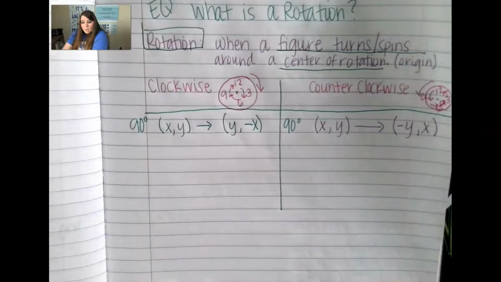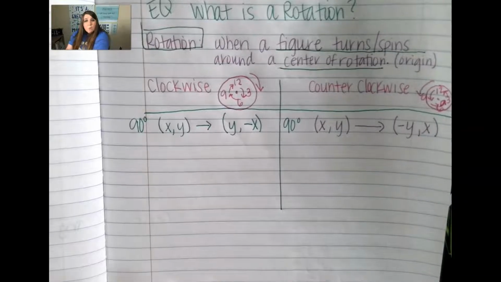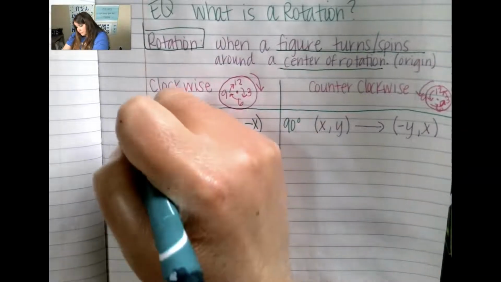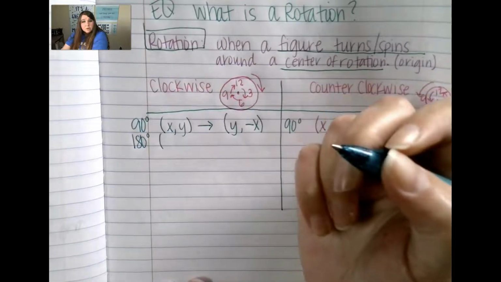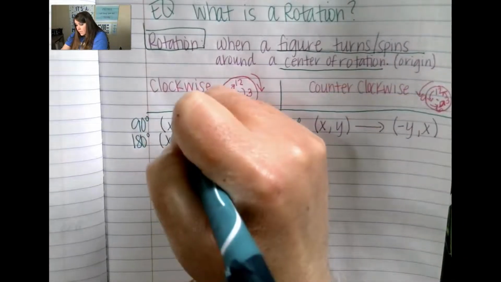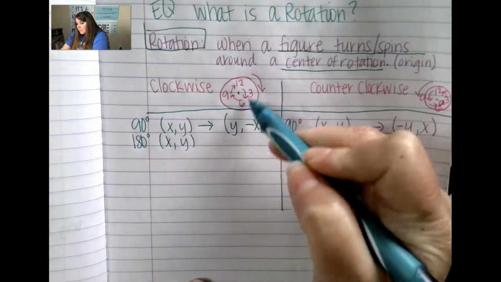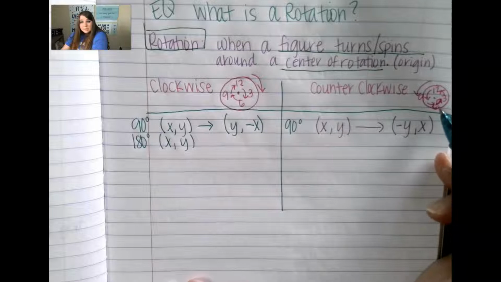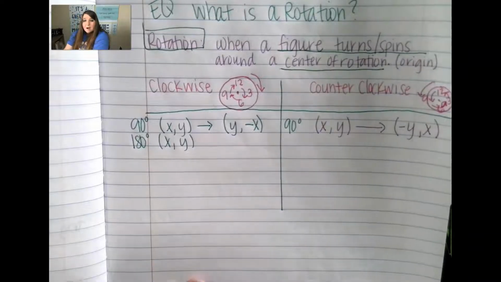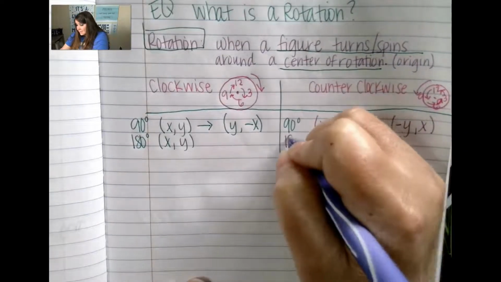However, if we're going to go to a 180-degree turn, we're going to start again with x, y, but 180 puts us at 6, and on this one, 180 also puts us at 6, which means that our change is the exact same.